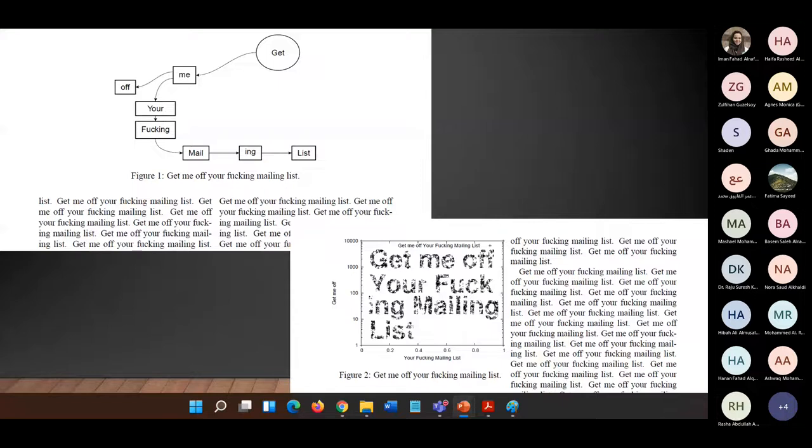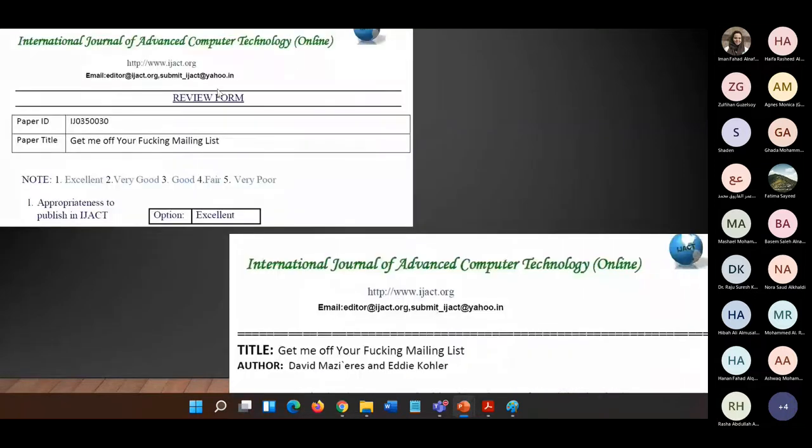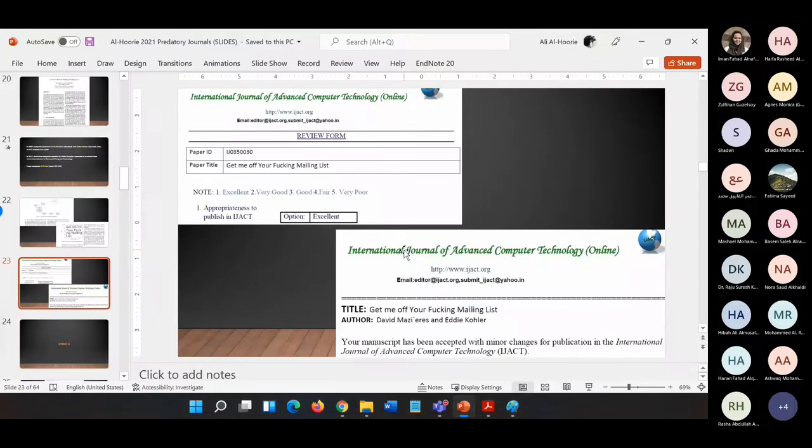Even more surprising, this is actually the review form. So paper ID, yes, salam. Paper title, yeah. You didn't notice something wrong when you copy pasted the title here? Appropriateness, excellent. Yes, salam. And something is not showing here. Let me.